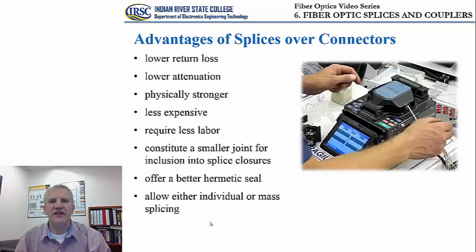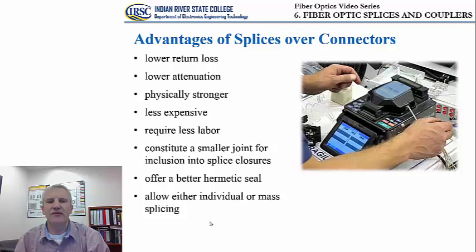Let's also talk a little bit about the advantages of splices over the connectors. In general, optical splices provide lower return loss relative to the connectors, lower attenuation. Optical splices are also physically stronger than the connectors, and they are less expensive. They require less labor than installing a connector onto the optical fiber. The joint is also significantly smaller relative to the size of the connectors, and therefore very convenient to be used as an inclusion into splice closures.